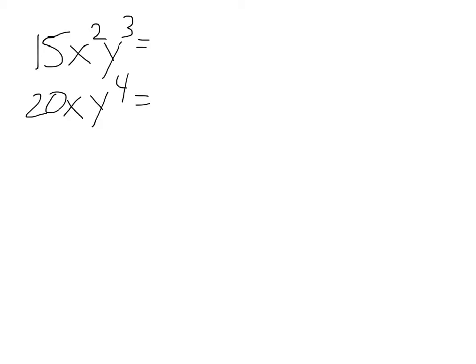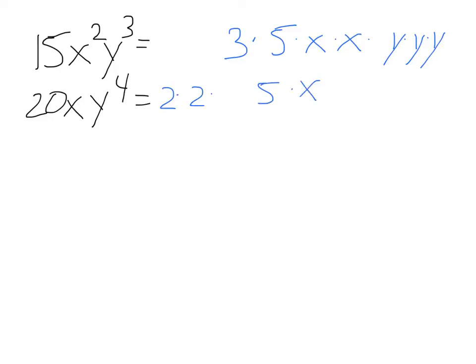I want you to try this one. See if you could figure this one out. Pause the recording and work on this. Okay, if you did this right, you would have told me that 15 was 3 times 5 times x times x times y times y times y. You would have told me 20 is 2 times 2 times 5 times x times y times y times y times y. Make my columns.